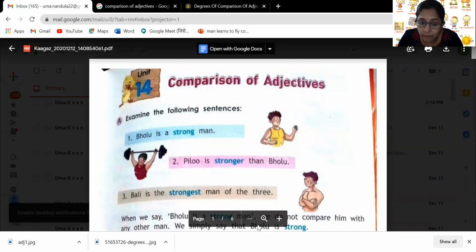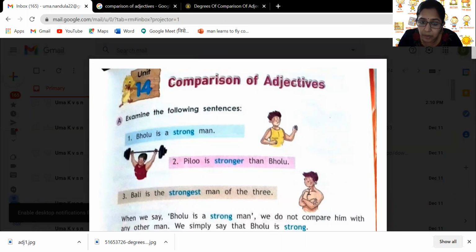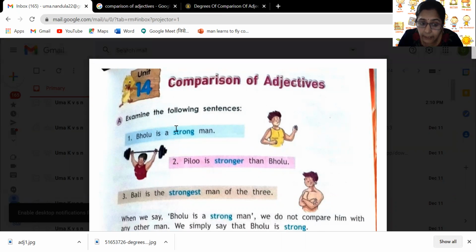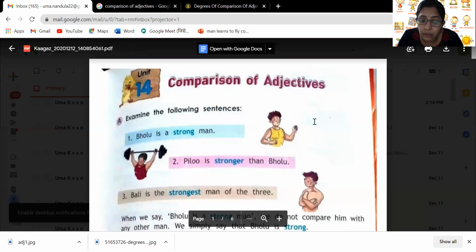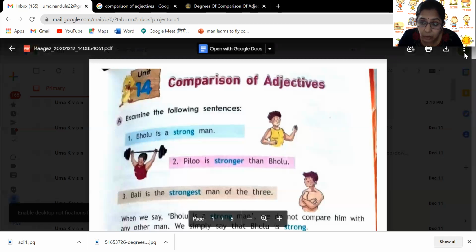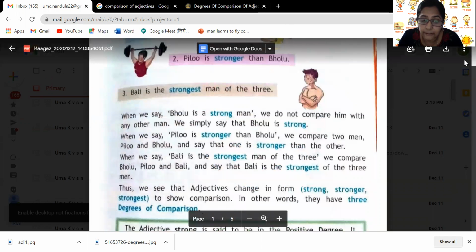Now, when I talk about these three persons, Bali is the strongest man. And when I compare Bolu and Pilu, I use the word compare. When I compare them, Pilu is stronger than Bolu. In such a way, using adjectives, we compare. So we are going to talk about comparison of adjectives here.